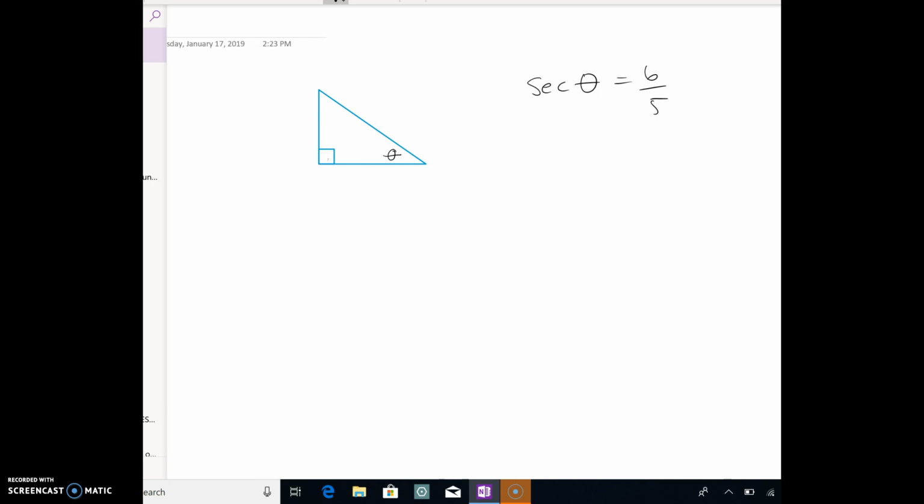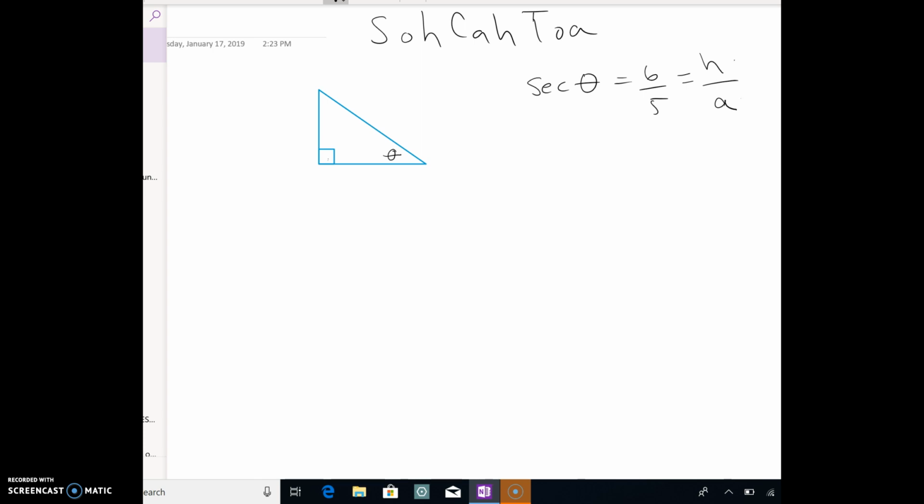So this tells us the secant of theta is 6 over 5. Now remember that secant is the reciprocal of cosine, and cosine is adjacent divided by hypotenuse. So this is telling us that secant is going to be hypotenuse divided by adjacent. I'm just going to write this up here. I was quickly going over this in my head. SOHCAHTOA. Secant is the reciprocal of cosine. Cosine is adjacent over hypotenuse, so I know that secant is going to be hypotenuse over adjacent.